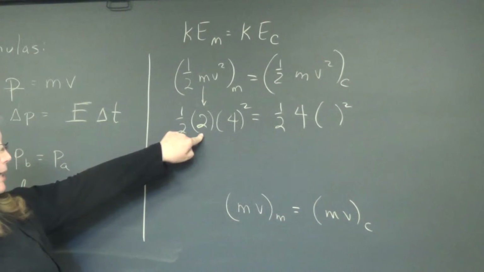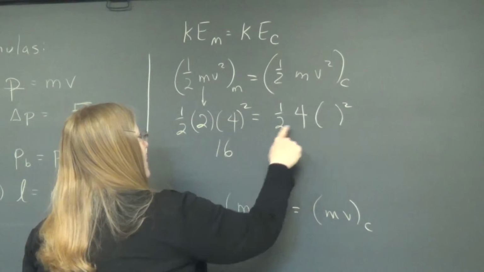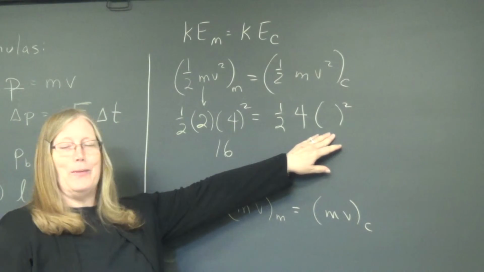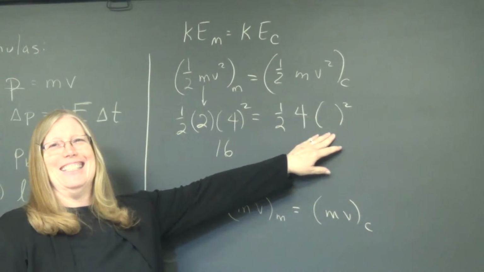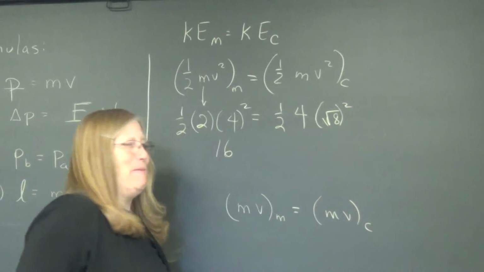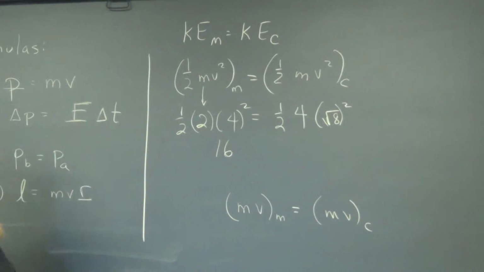1/2 of 2 is 1. 1 times 4 squared. This has to equal 16. So we have 1/2 of 4, that's 2, and we need this to be 16. So the v squared needs to be 8, so v is the square root of 8. I was hoping for better numbers than that. But all right, it'll work, right?